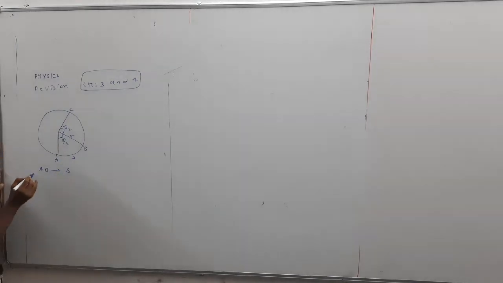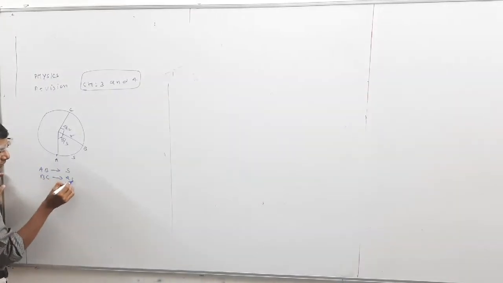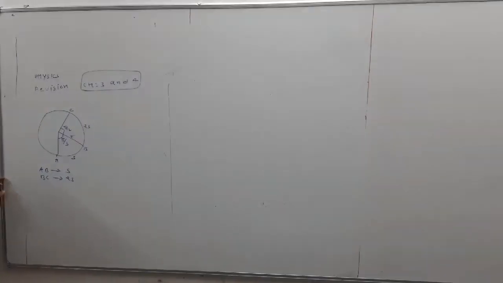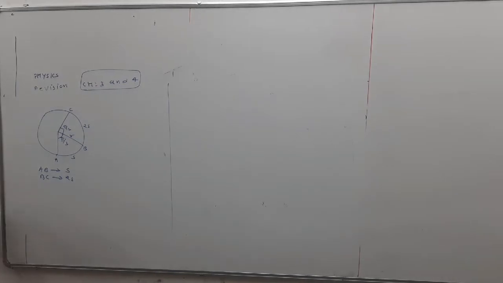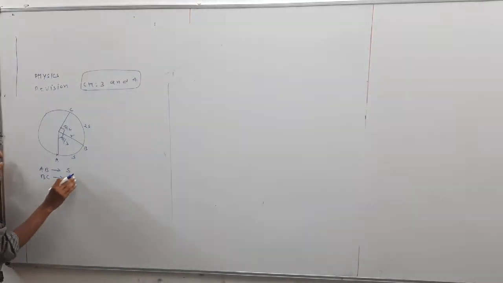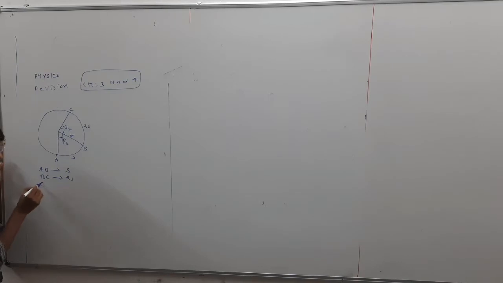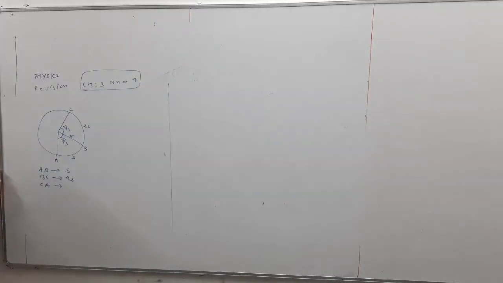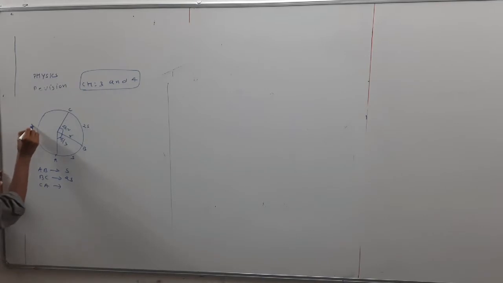The BC part moves with the speed 2s. And the remaining part, CD or CA, it moves with the speed 3s. It covers distance, at speed 3s.